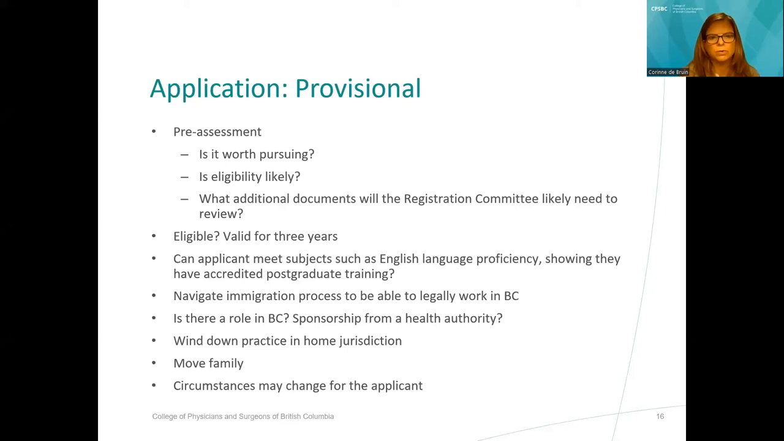They need to find a role. Do they have sponsorship? Will they be able to get sponsorship from a health authority? Often they need to wind down a practice in their home jurisdiction. They have family that they need to move. And circumstances over that three-year period may change for the applicant physician.